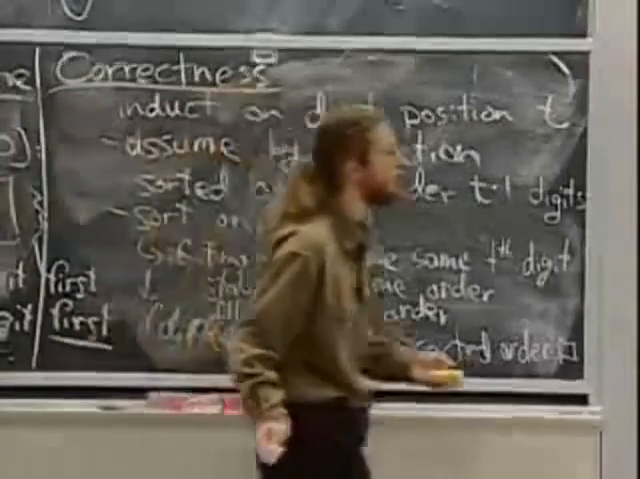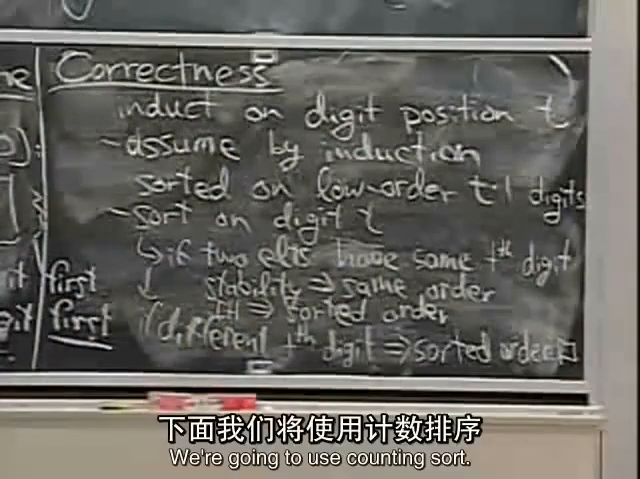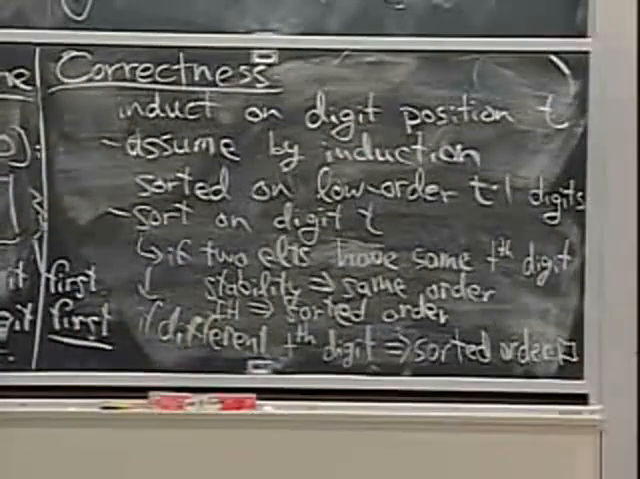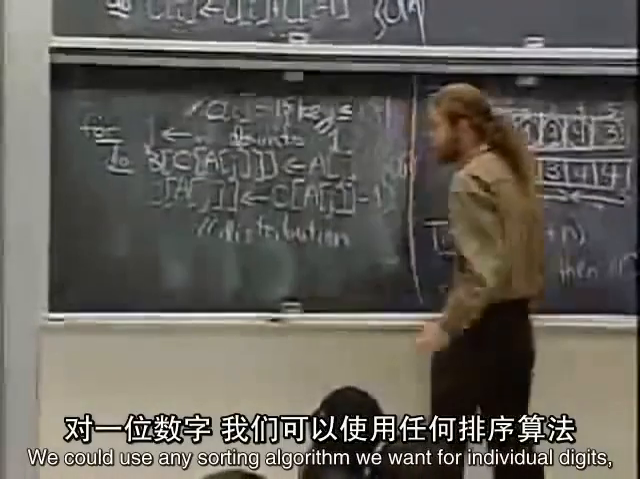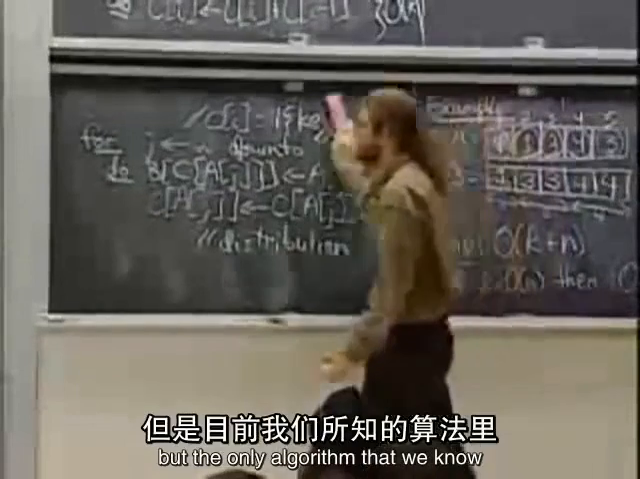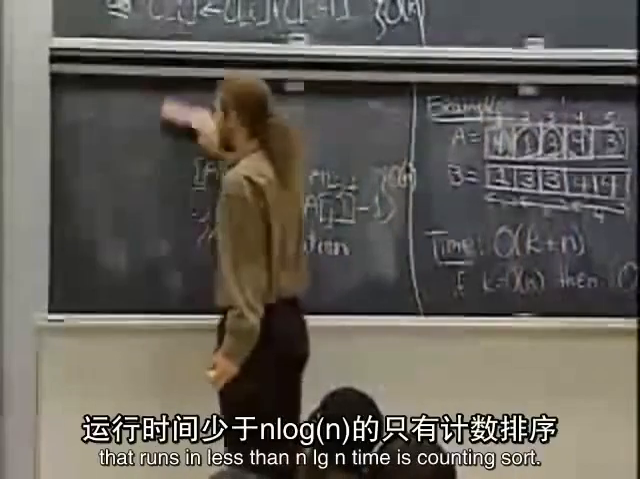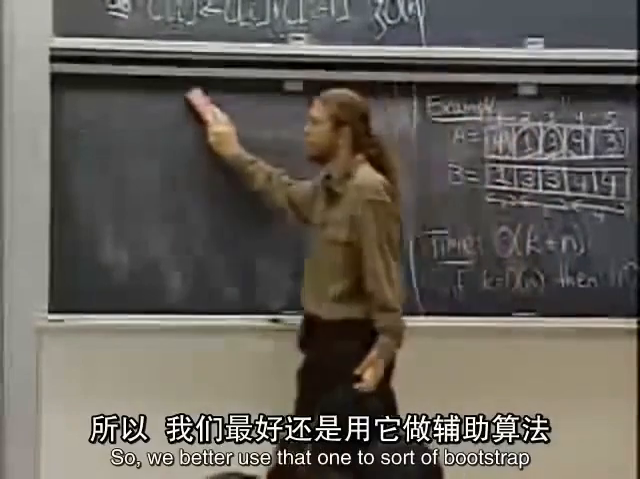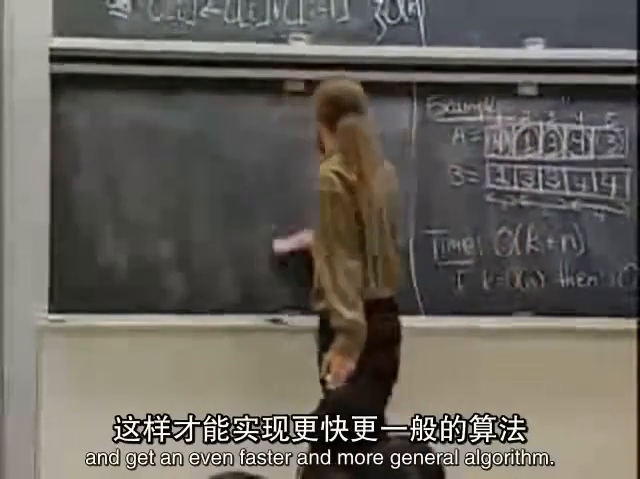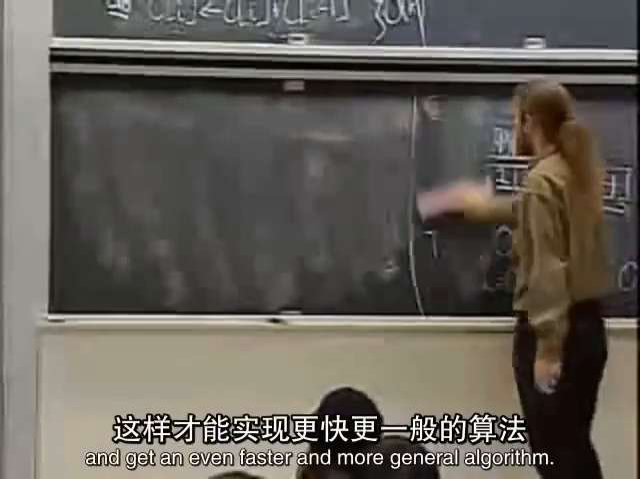Good. So we're going to use counting sort. We could use any sorting algorithm we want for individual digits. But the only algorithm we know that runs in less than n log n time is counting sort. So we better use that one to bootstrap and get an even faster or more general algorithm.